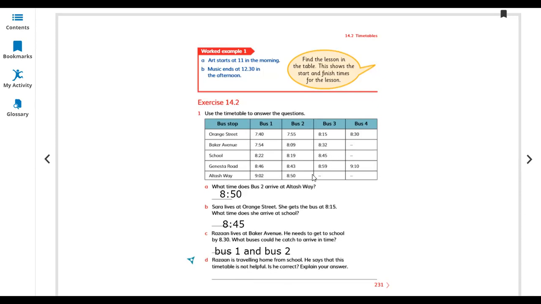Obviously, he's correct. Why? Because this timetable shows the buses traveling in one direction, meaning not returning back. It doesn't give information about the buses traveling in the opposite direction from school to home. You can see here, this is the timetable for leaving. There is no timetable for going back home. So he's correct.